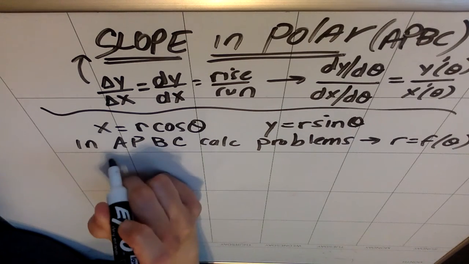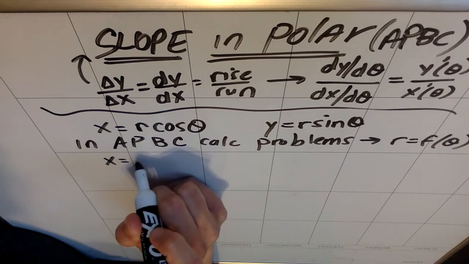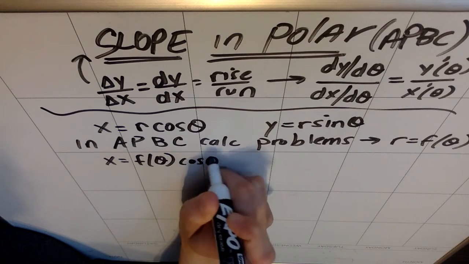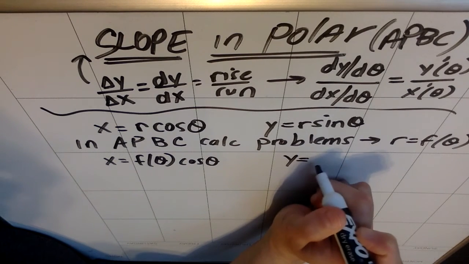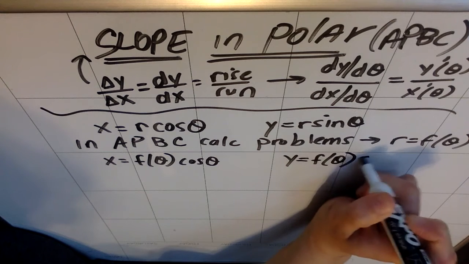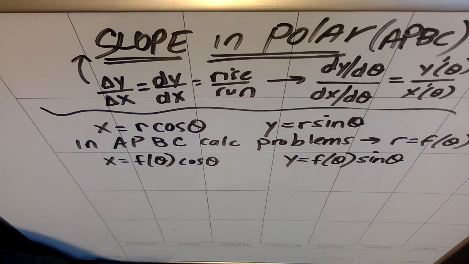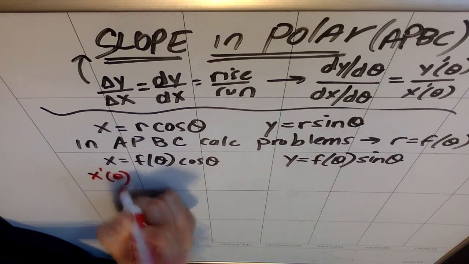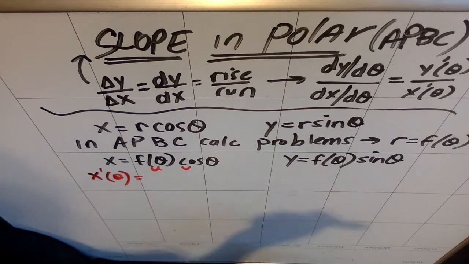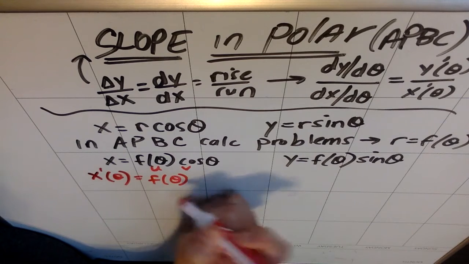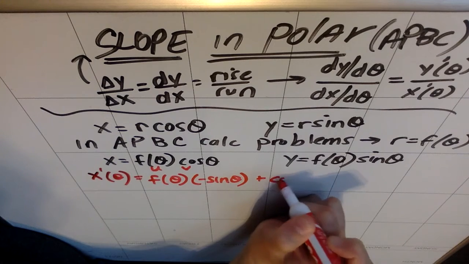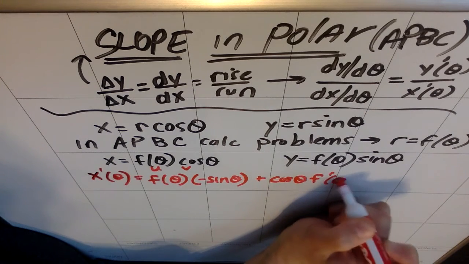If you realize that, then in order to find dx/dθ, you're going to have r, which is some function of θ, times cosine θ, and the same thing is true of your y, which is that function of θ times the sine of θ. You're going to have a product rule when you want to find your x prime of θ. So I'm going to have a product rule with a u and a v. I get u, which is f of θ, dv, the derivative of cosine, which is negative sine, plus v, which is cosine θ, du, which is f prime of θ.